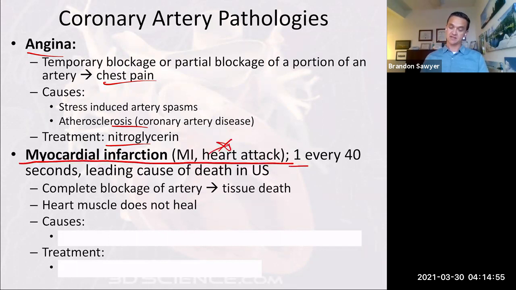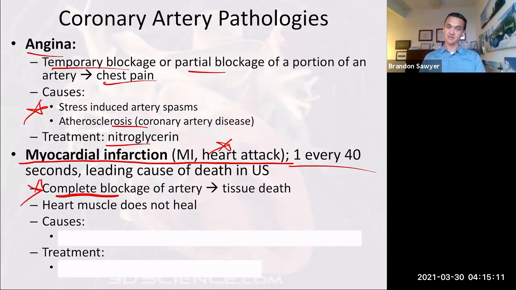This is the number one cause of death in our country. One person dies every 40 seconds of this in the US. Okay, so this is a complete blockage, whereas angina was a temporary or partial blockage.